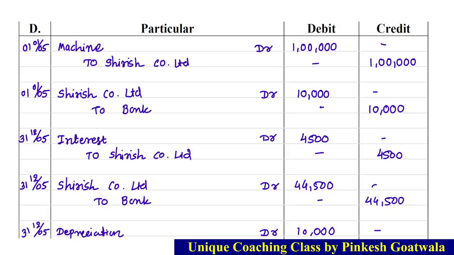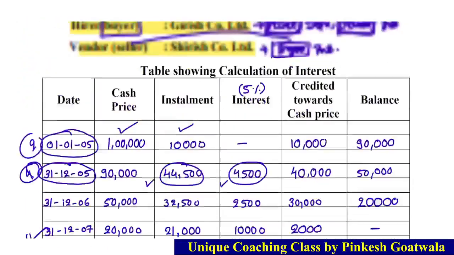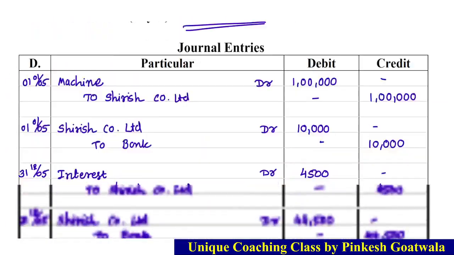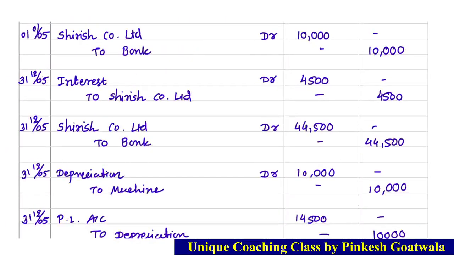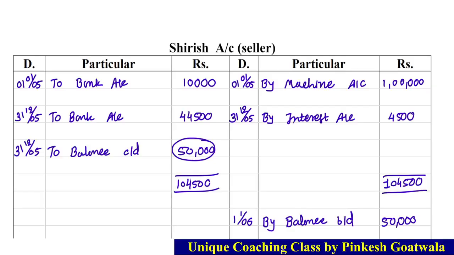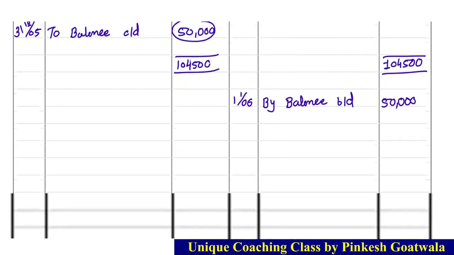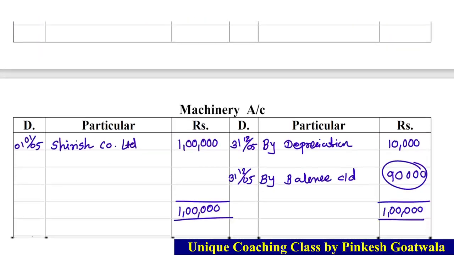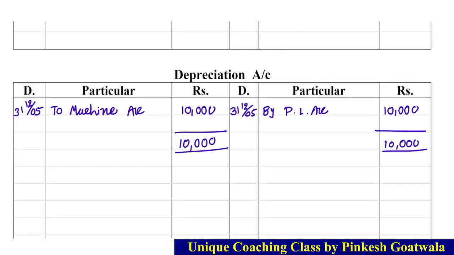So here we know that in the books of buyer we prepare these 4 accounts, maximum 4 accounts. In these 4 accounts we give the effect of the first year journal. Total 6 journal, and then also give effect into that related account. First in the account of seller I have given all the effect of first year and transferred the balance 50,000. Then interest account, then machine account and then depreciation account. Write first year journal and transfer it to the related accounts.